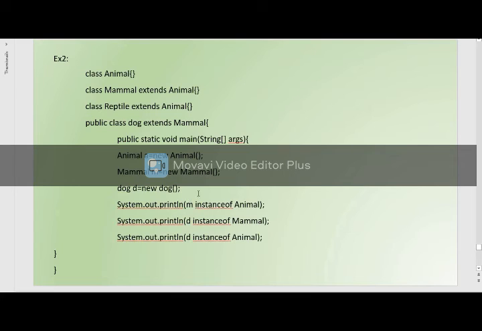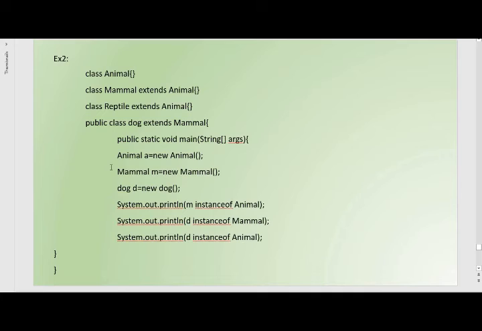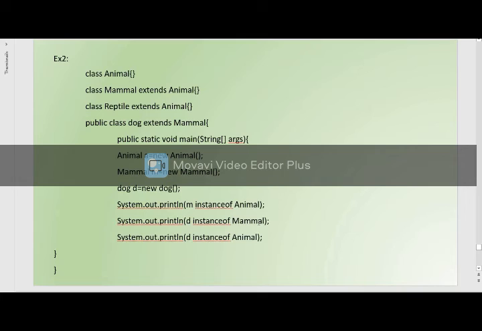When we are considering M instanceof animal, M is an object by referring to the mammal class. Mammal class extends the animal class. Therefore, the mammal class can get the behaviors and attributes of the animal. Therefore, it is correct. It is true.